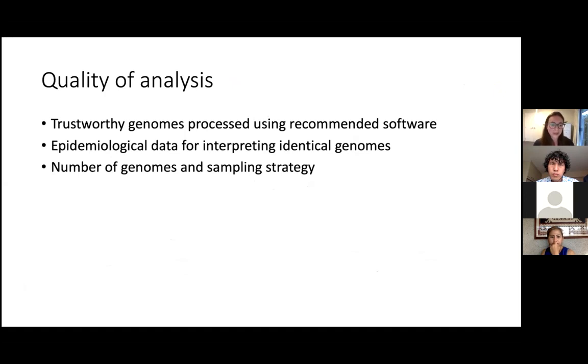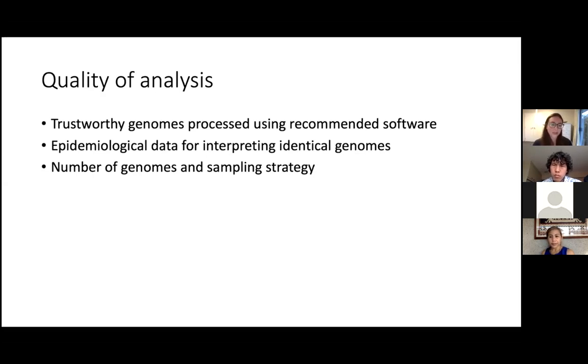Finally, I thought I'd talk a little bit about the quality of the analysis. So a lot of people are sequencing genomes. The value that you can get out of those genomes really varies. So one of the key things that keeps coming up is make sure you can trust your genomic data. So using recommended software, using recommended pipelines to make sure, particularly if you're doing a phylogenetic analysis, that you can trust whatever tree comes out of that.